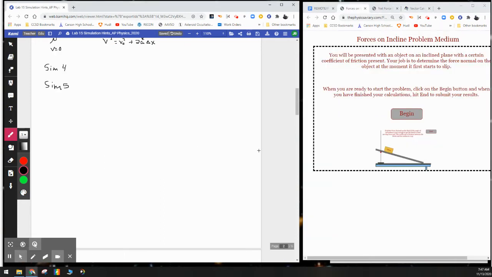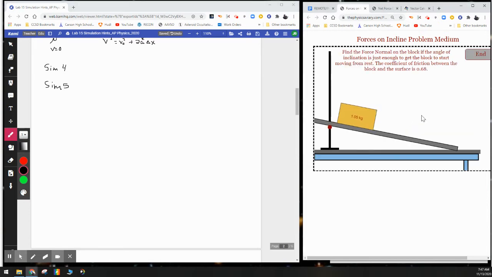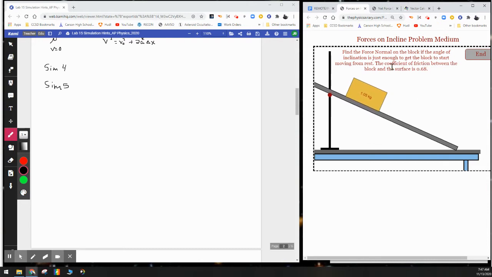Simulation number 5 says you'll be presented with an object on an inclined plane with a certain coefficient of friction present. Your job is to determine the normal force on the object at the moment it first starts to slip. It looks like something we did in class. So here it is: find the normal force at the angle of inclination just enough to get the block starting to move.